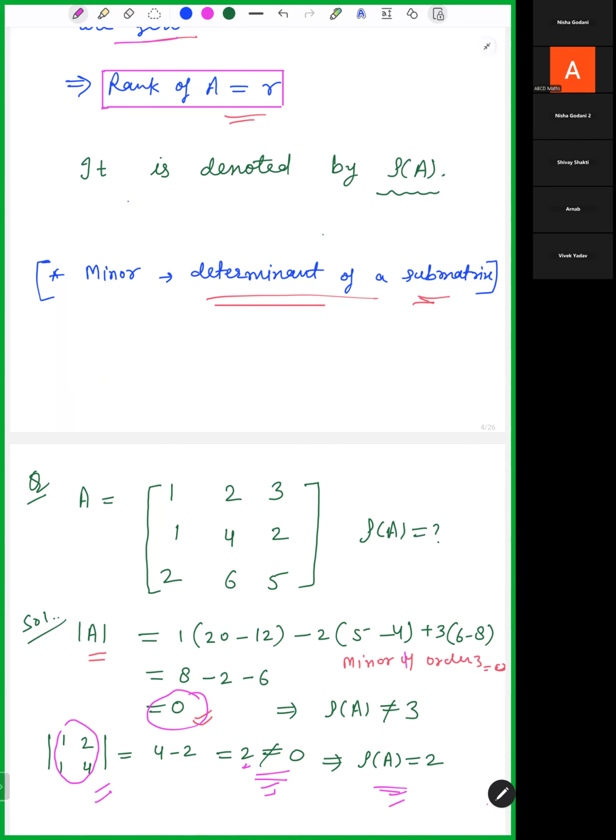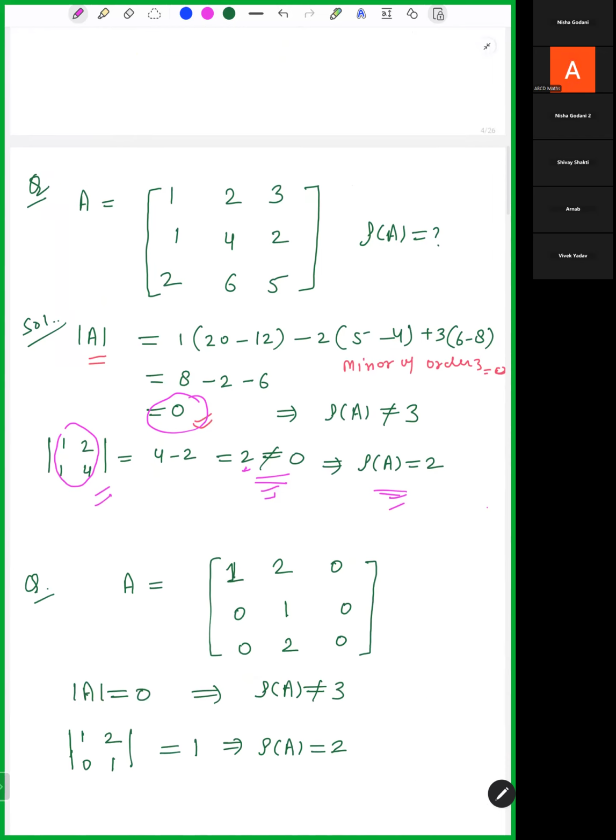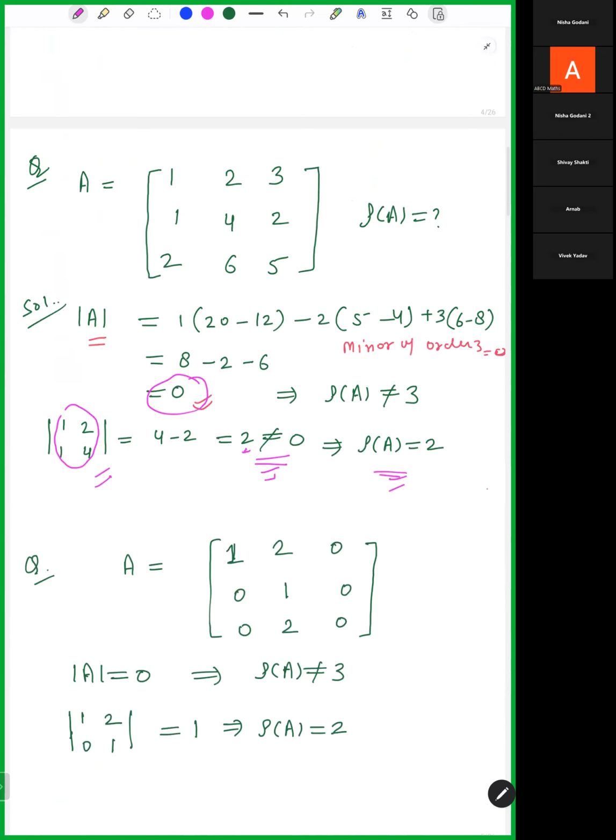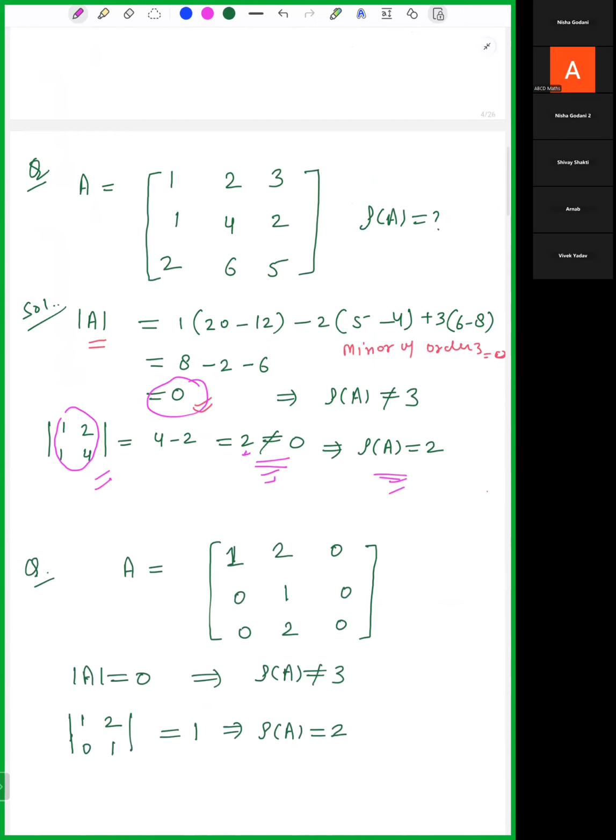Suppose, again you can see another example. Here you have a matrix of 3 cross 3. The determinant is 0, so this means the rank is not equal to 3. Now you will check matrices of order 2 cross 2. You have at least one submatrix which gives you a non-zero determinant, so again the rank here is 2.